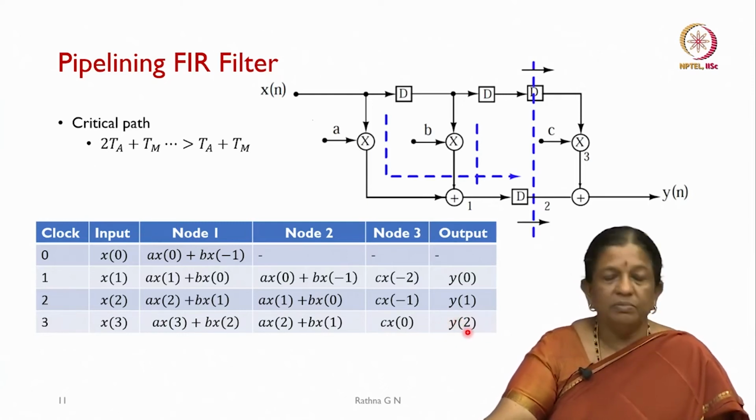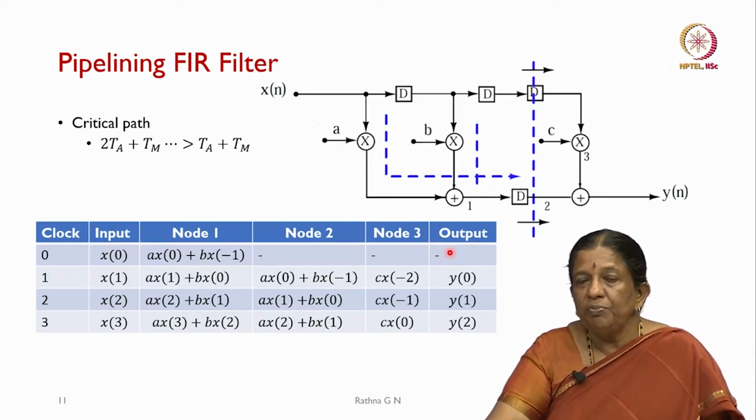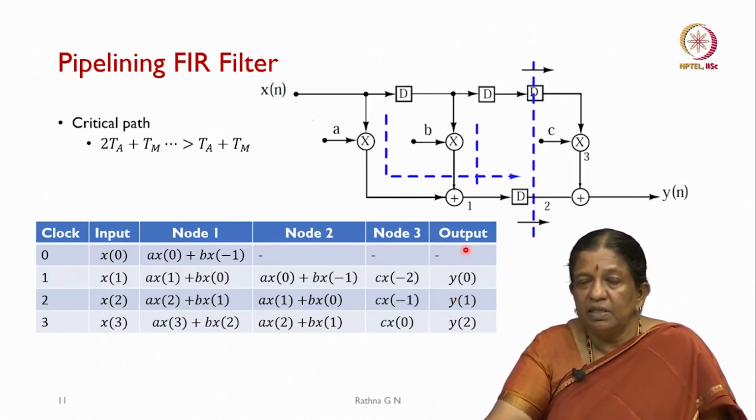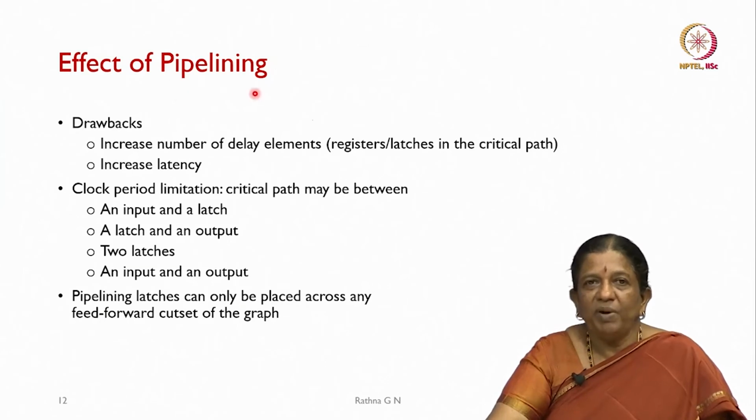Compared to the previous one, you can draw this sketch for the one which did not have the cut set. The output will start coming from here: y 0, y 1, y 2, y 3. But in this pipeline case, since we have put only one cut set, the delay is going to be 1 clock cycle. So, we will not be getting anything here, it is irrelevant or garbage that we will have. So, output starts coming from here. We will see the effect of pipelining.